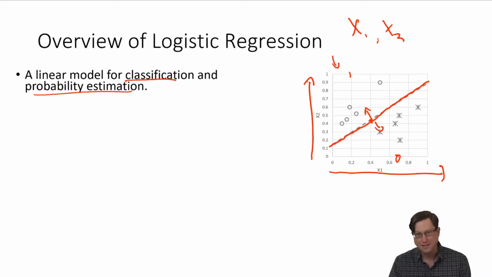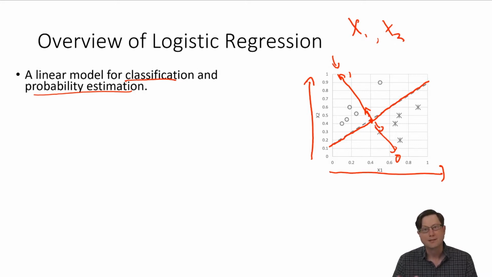right on the line you'd say you're 50-50 between 1 and 0, and as you get further and further in this direction away from the plane or hyperplane, you'd have a higher probability of predicting 1, and similarly for 0, as you go in this direction, you'd have a higher and higher probability of predicting 0. So that's what logistic regression is trying to learn. That's the way to think about it.